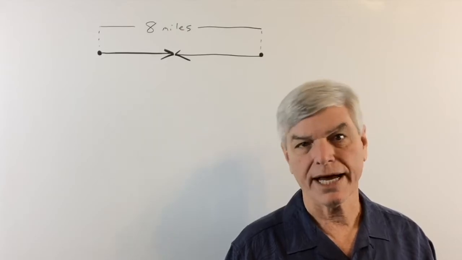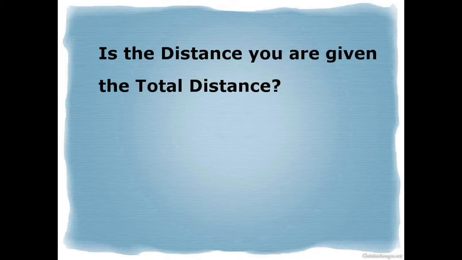So what do we do with that? Is the distance you are given the total distance? Well, we decided that it was, and it is. And so what is the total distance? Instead of D1 or D2, it's D total, that is, D sub T. So we don't know what D1 and D2 are, but we do know what the total is.